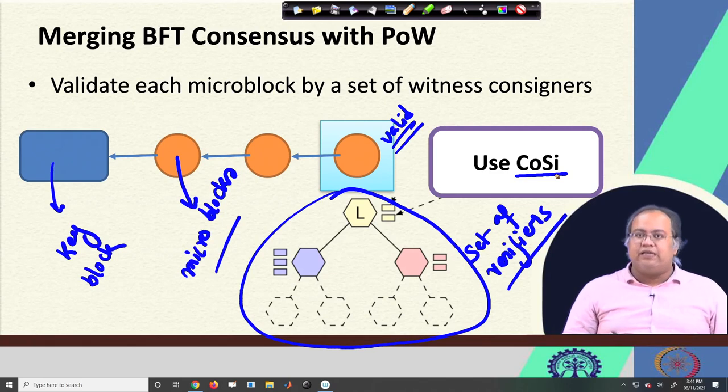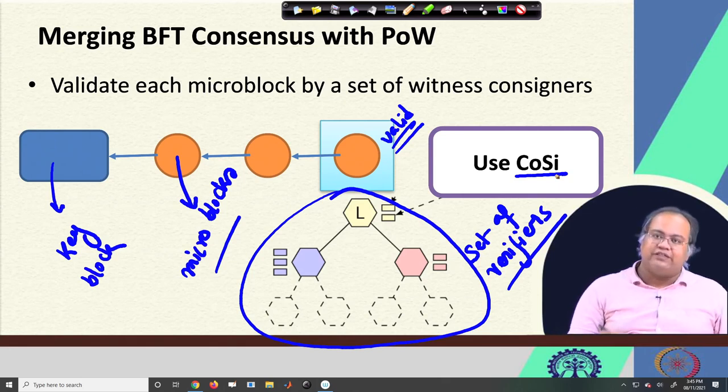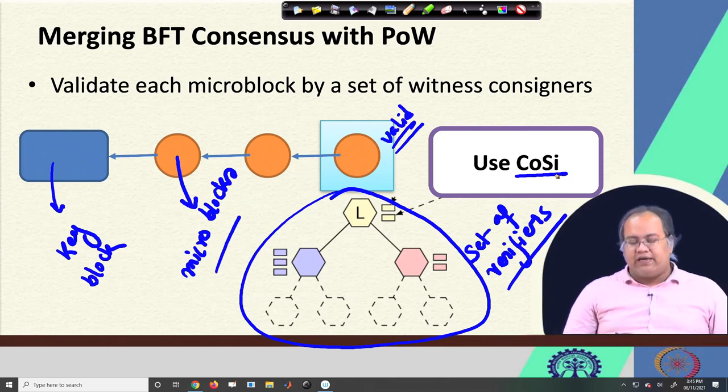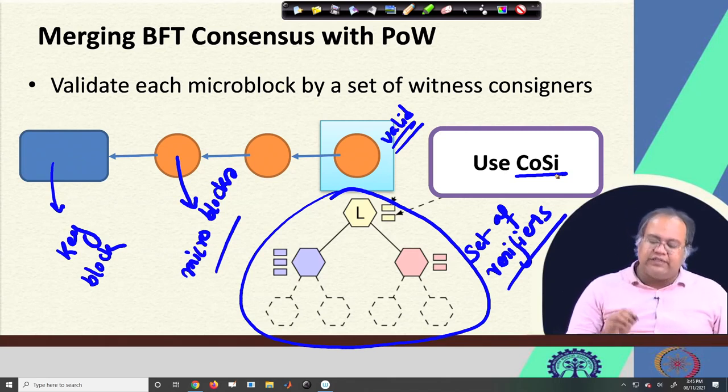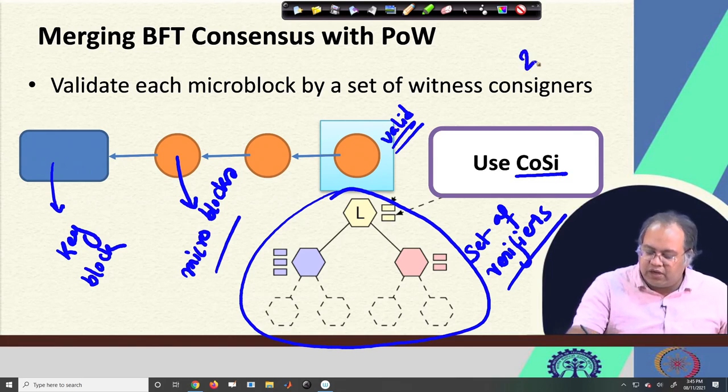I can use the collective signing approach that we have discussed in the last lecture. In the collective signing approach, what we have seen is that we can use this BLS signature, or such kind of collective signing mechanism, to collectively sign a particular message. Here this message is basically this microblock that is being generated. So, these validators can validate whether this microblock is valid, and if it is valid, they collectively sign it, certifying that this microblock is valid and can be added to the blockchain.